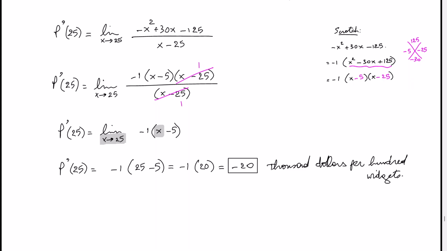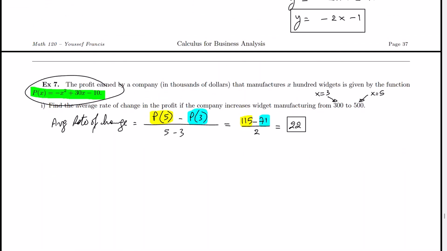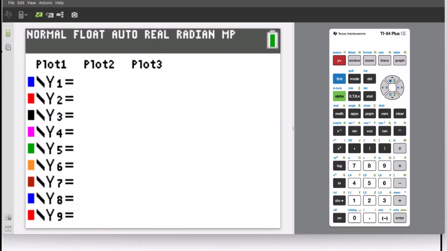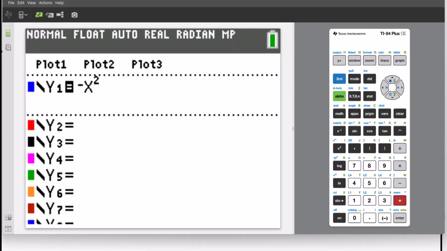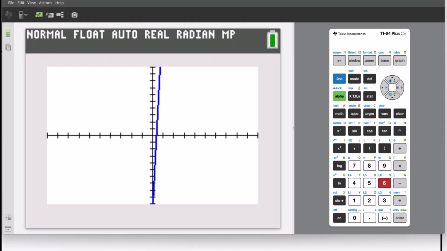So they should probably increase or decrease. Let's look at the graph to decide. So which graph are we looking at? We're looking at the graph of the function that's provided. So let's go to our calculator again. This time we're going to go into the y menu and type in the function that we were given, which is negative x squared plus 30x, and then minus the 10. And let's go to the zoom and click 6. That will give us a standard zoom, and we can't see the full graph.